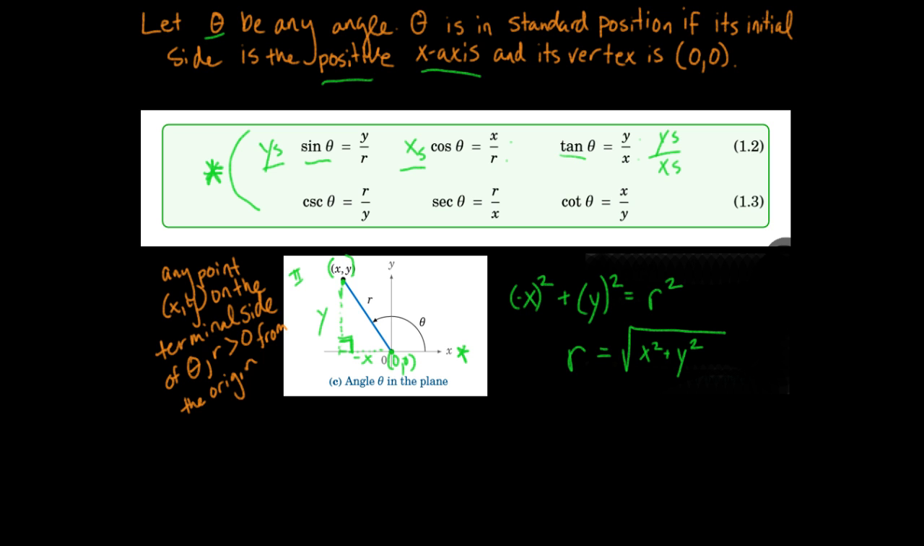All right, and then remember cosecant theta is just the reciprocal of sine theta, so it's r over y. Secant theta is the reciprocal of cosine theta, which is r over x. Cotangent theta is the reciprocal of tangent theta, which is x over y. We'll do some examples soon and it'll all make sense shortly.